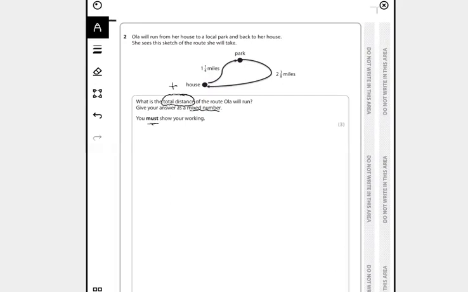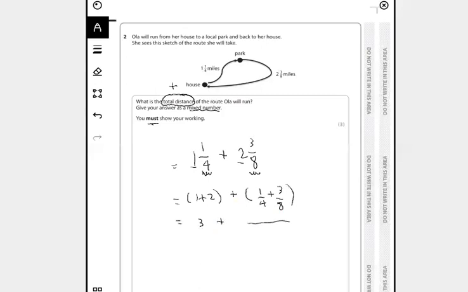So basically what we're going to do is 1 over 4 plus 2 3 over 8. So what we're going to do here is whole number plus whole number, 1 plus 2, plus fraction, which is 1 over 4 plus 3 over 8. And then 1 plus 2 is 3 plus, and because the denominators are different, we want to find the common denominator. Then what we're going to do is find the LCM.